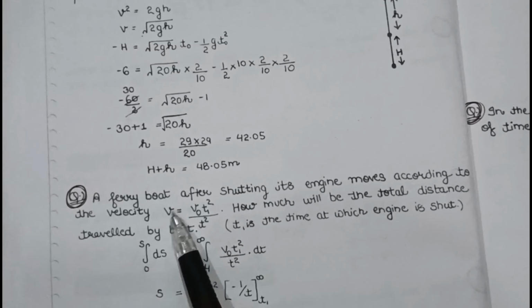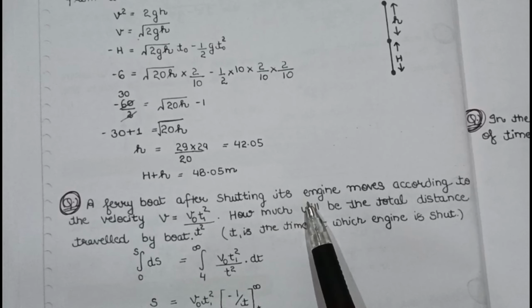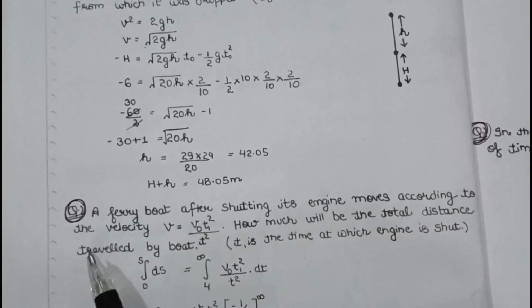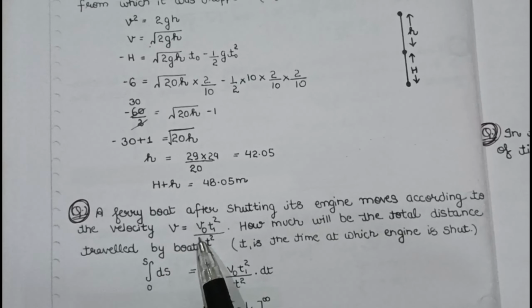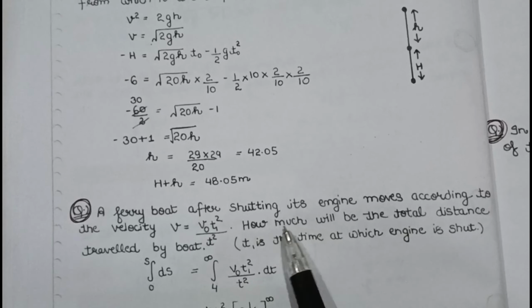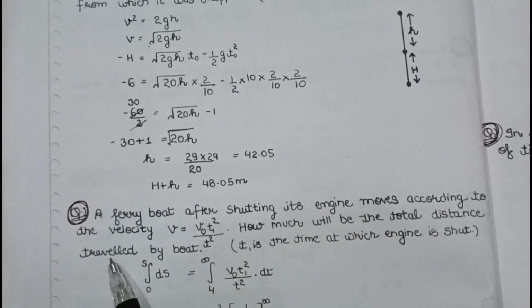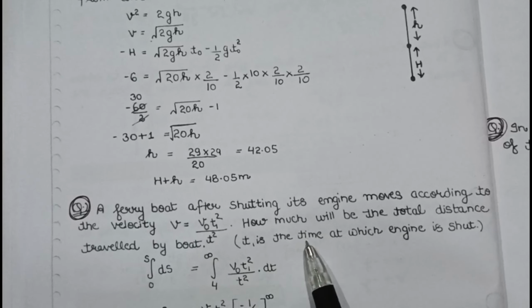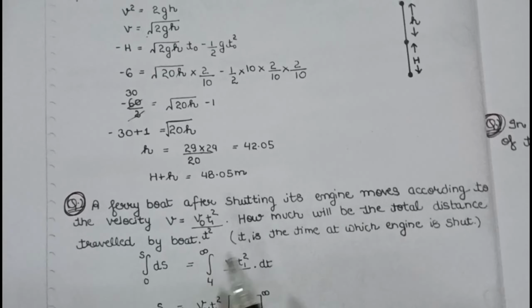A ferry boat, after shutting its engine, moves according to the velocity v is equal to v0 t1 square upon t square. How much will be the total distance travelled by the boat? t1 is the time at which engine is shut.